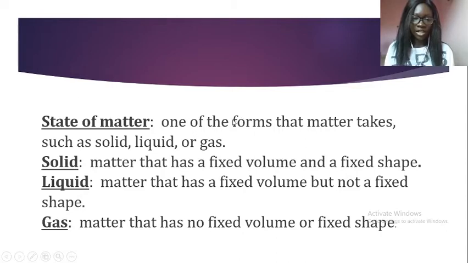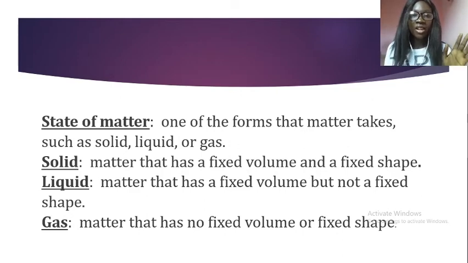So state of matter, one of the forms that matter takes are solid, liquid, and gas. And for solid, matter has a fixed volume and a fixed shape. For liquid, matter has a fixed volume but does not have a fixed shape. And for gas, matter has no fixed volume and no fixed shape. Okay, so that's all what you know about state of matter.